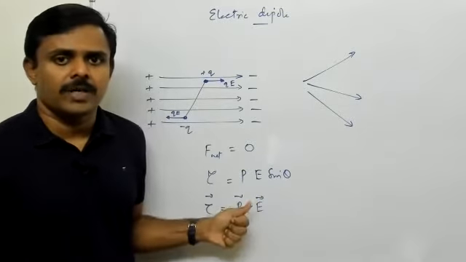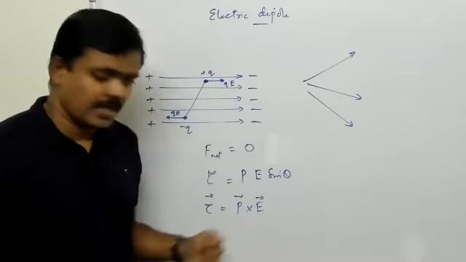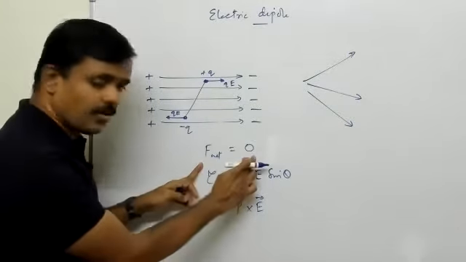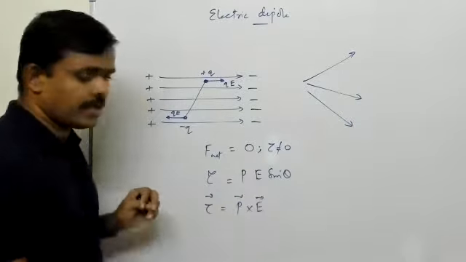A B sine theta is what? A cross B. So P E sine theta is what? P cross E. Okay, so I'm sure that force is equal to 0, but torque is not equal to 0. Torque is not equal to 0.